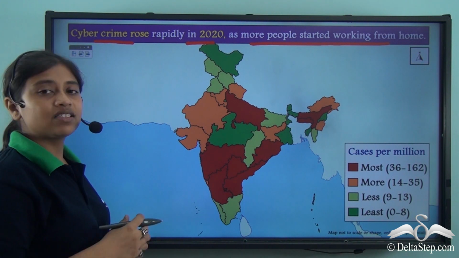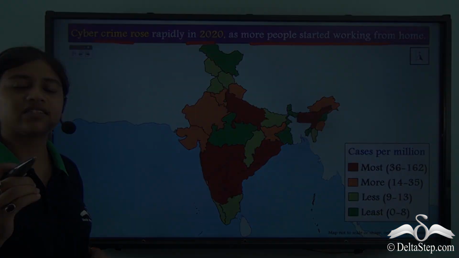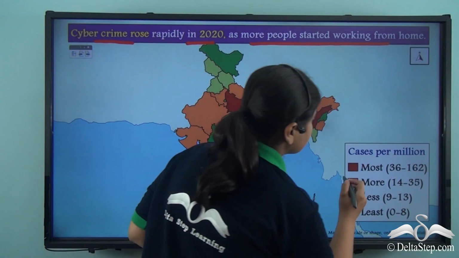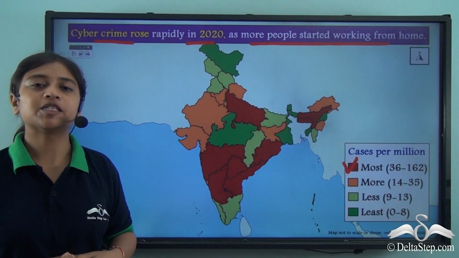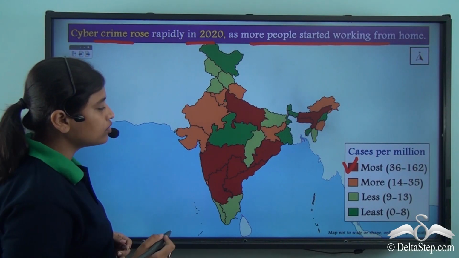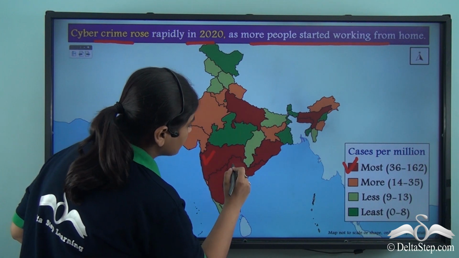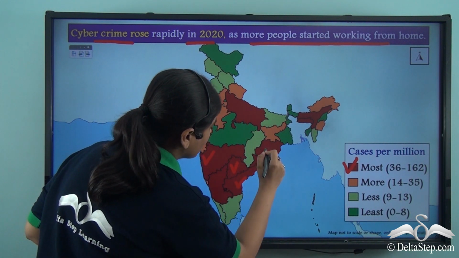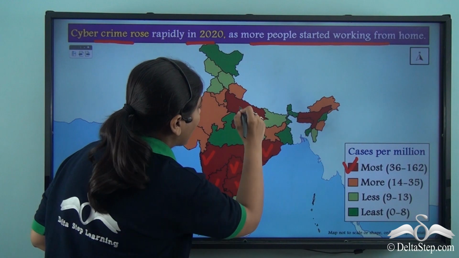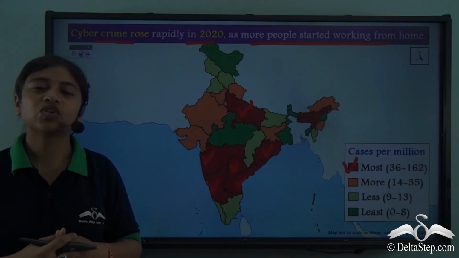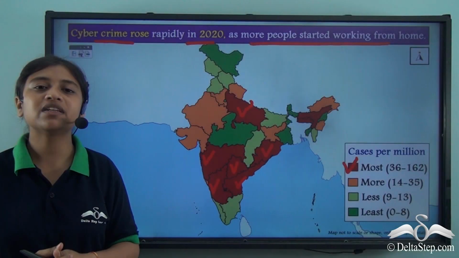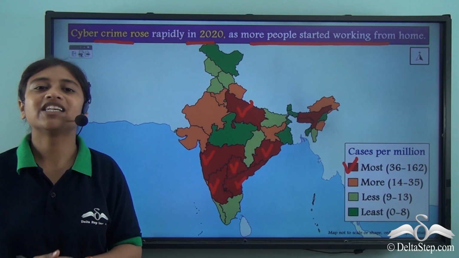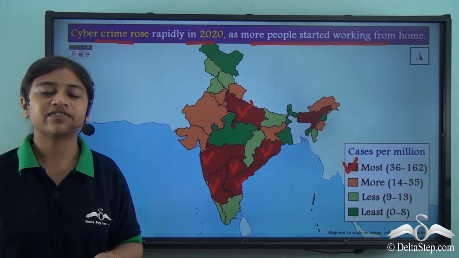We see that some of the states that were most affected by cybercrime were among 36 to 162 cases per million, and these include Maharashtra, Telangana, Andhra Pradesh, Odisha, Karnataka, and Uttar Pradesh. So we saw how urbanization, which is beneficial and has been quite influential on our lives, has both positive and negative impacts.